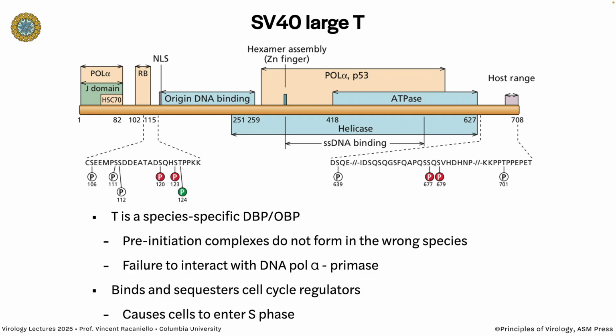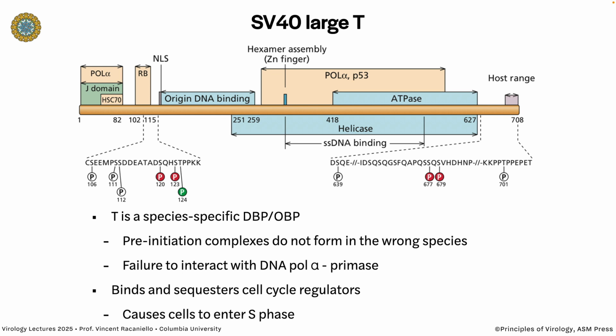So for example, this is the part of the protein that binds the origin. Here's the nuclear localization signal. Here are parts that bind polymerase alpha, here and here. And this is very interesting. This is a part that binds RB. Remember retinoblastoma protein? We're going to come back to that.